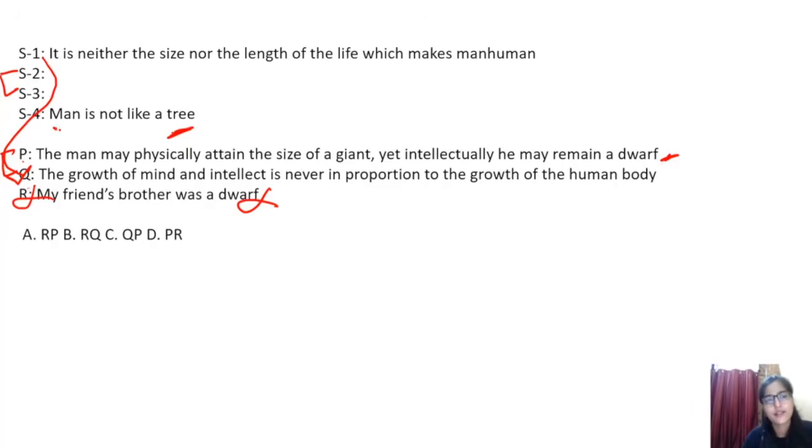That's why they are saying this statement after this one, that okay, man is not like a tree. So which option will be correct? Option C will be the correct option for this one. Okay, just let me know the meaning of musty in the comment section. What is the meaning of musty?